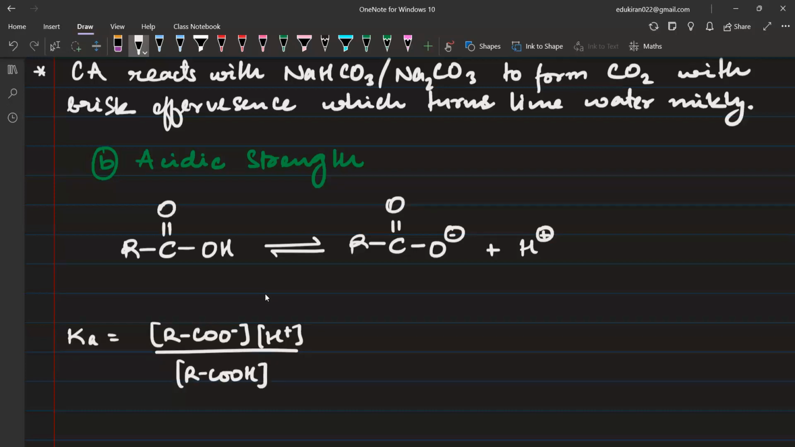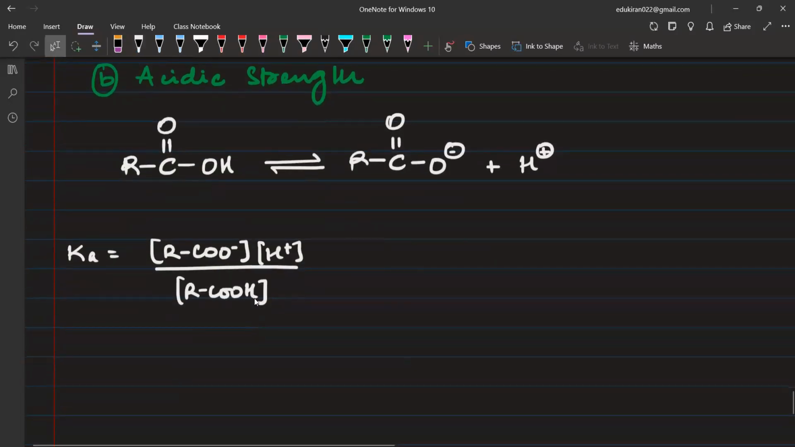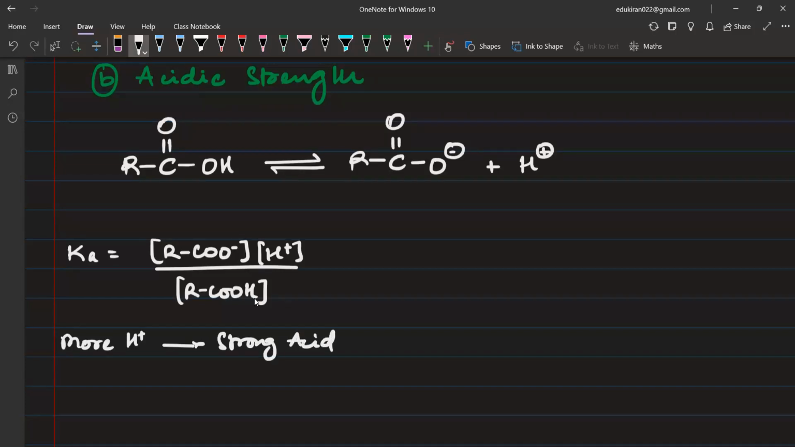COOH. Now, if there is a strong acid, or if you are having more H plus ion, then what will we say? We will say it is a stronger acid. So we can write a few things here. Please see. If you have more H plus, meaning it is a strong acid. If you have more H plus, then the numerator is high. That means Ka will be more. So if you have high Ka, it would mean that is a strong acid.